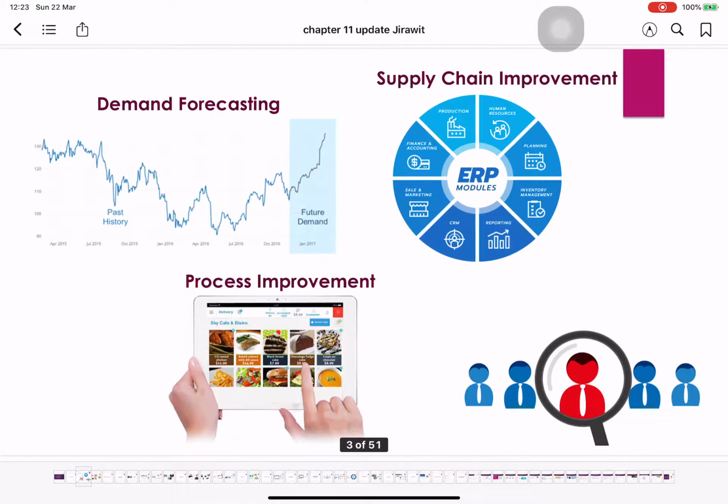This is an example of information technology related to digital business. The first example is about demand forecasting, supply chain improvement, and process improvements. This is where we apply IT to improve and add value to the digital business.